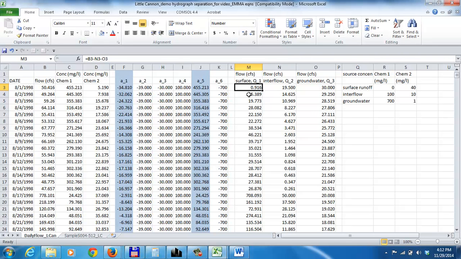If you have a situation where they have more than three sources, then of course we need more chemicals. So if we have three sources, we need two distinct chemicals. If we have four sources, we need three distinct chemicals. If we have five sources, we need four distinct chemicals, and so forth. Usually there isn't a situation where you try to separate out more than either just two sources or three sources. That's the usual situation.